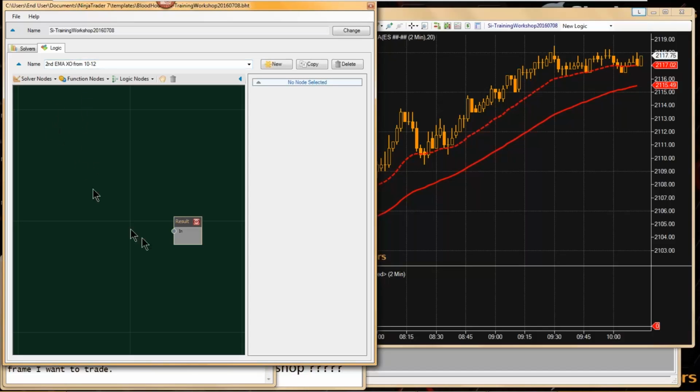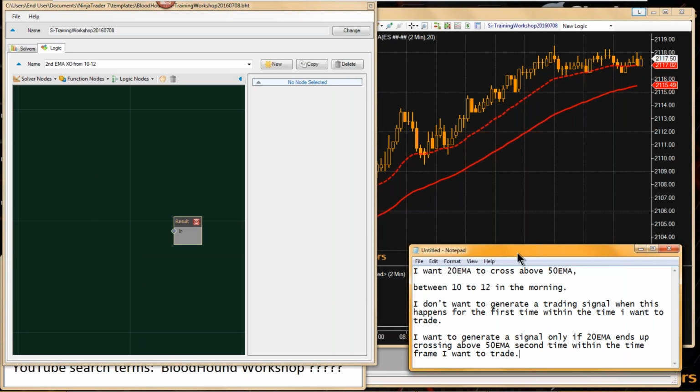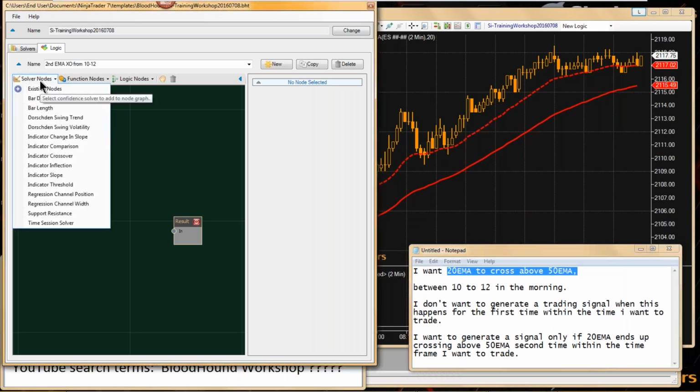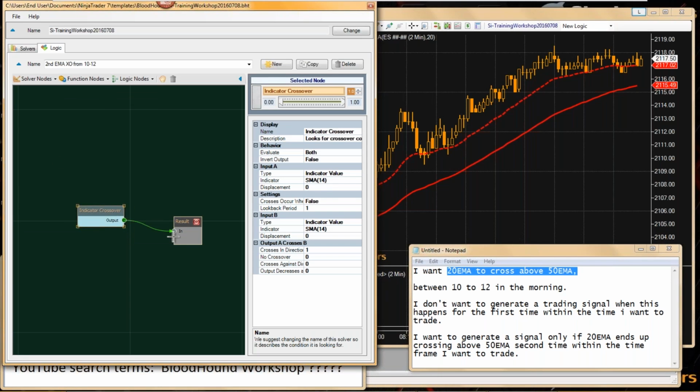Okay, let's see. The easiest thing to do so far is let's just make our 20 EMA crossing the 50 EMA, like so. Alright, so we'll just grab a crossover solver like that. Let's connect it up, and let's name this here. So we got the EMA 20 crossing over the EMA 50.